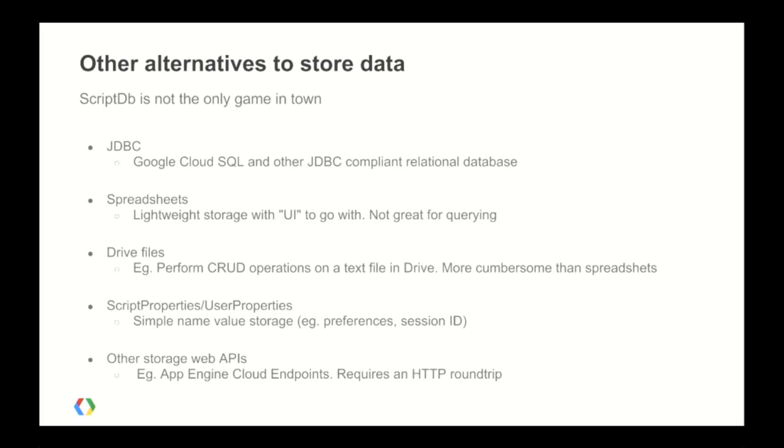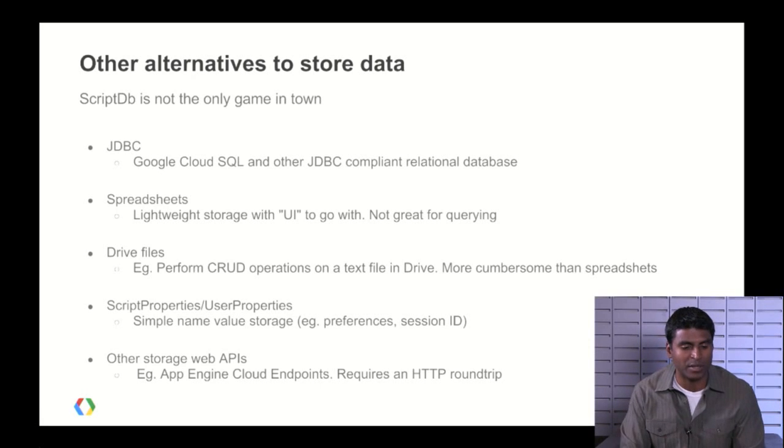So there's actually quite a few ways, and there was a great session at Google I/O last year where we talked about all the different mechanisms. Just to highlight some of the important ones: JDBC. If you have a relational database already with lots of data in it, you may want to continue using that. Or if you have a lot of data that you want to access from other systems outside of Apps Script, then JDBC makes sense.